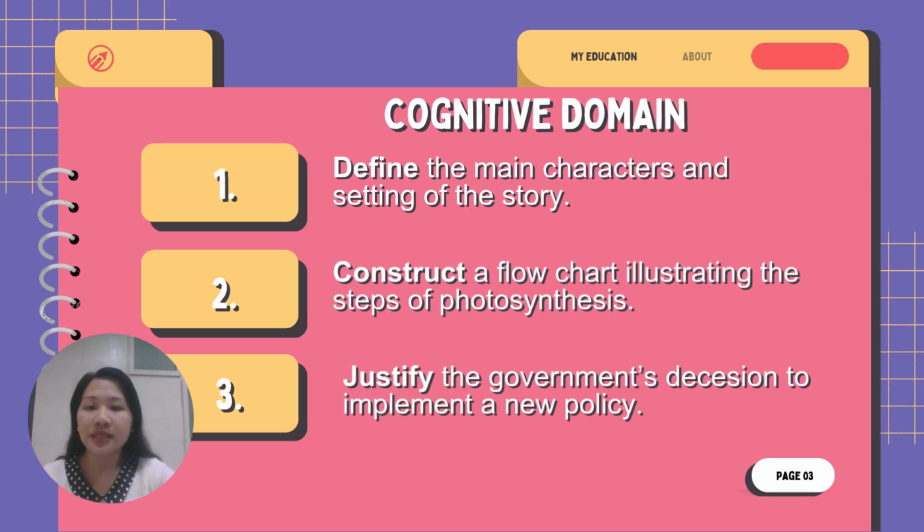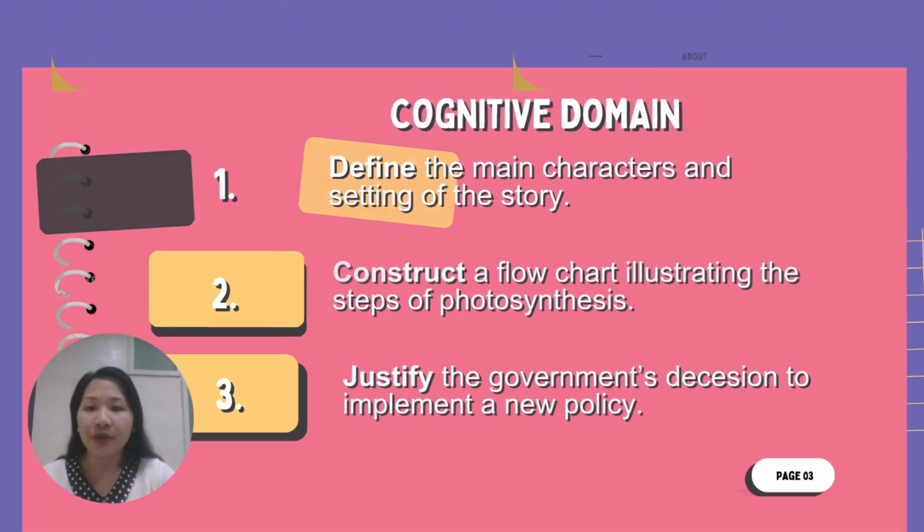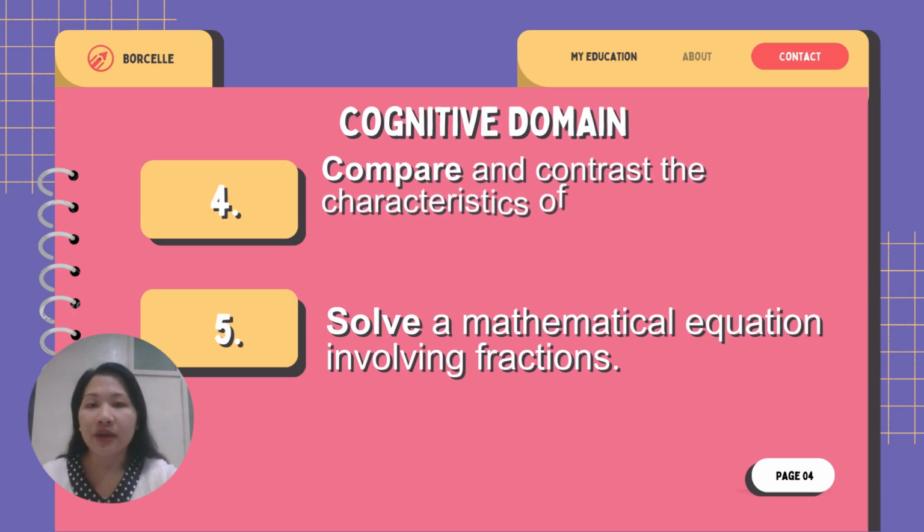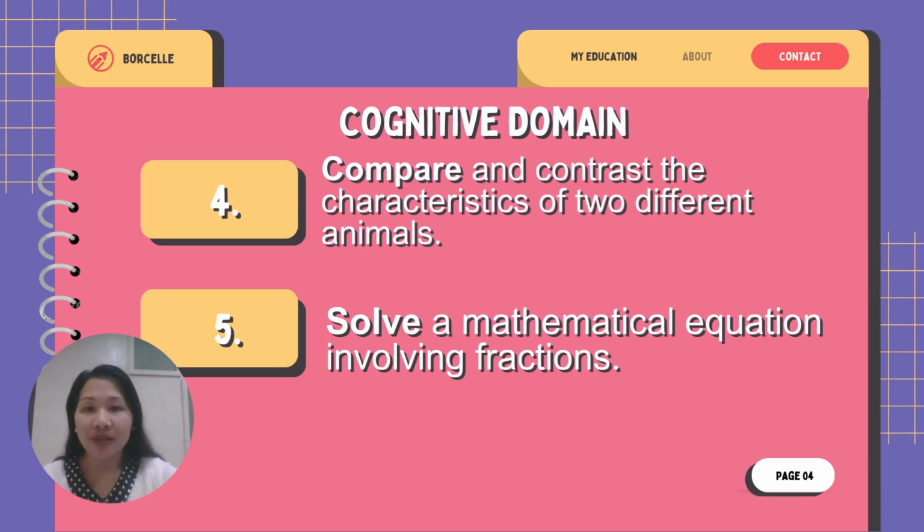And next is number four, compare and contrast the characteristics of two different animals. The verb used here is compare. So this belongs to the cognitive domain because this requires breaking down information and differentiating between elements.